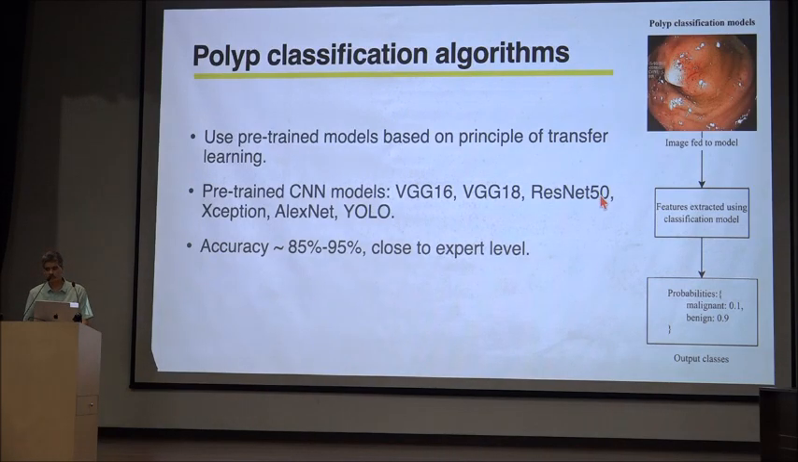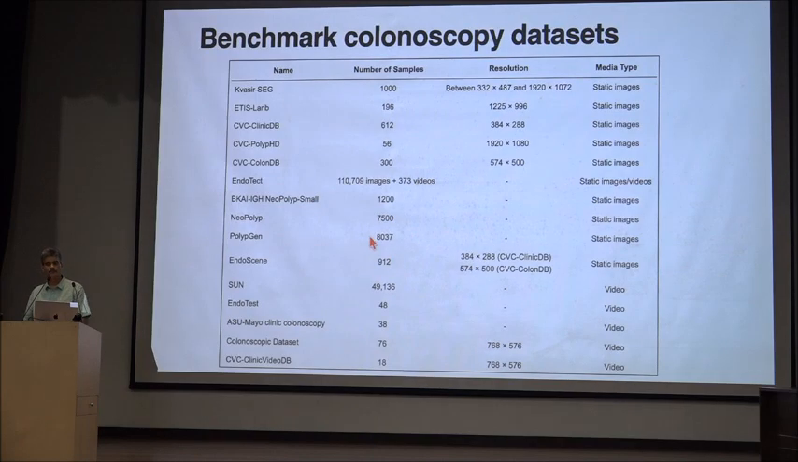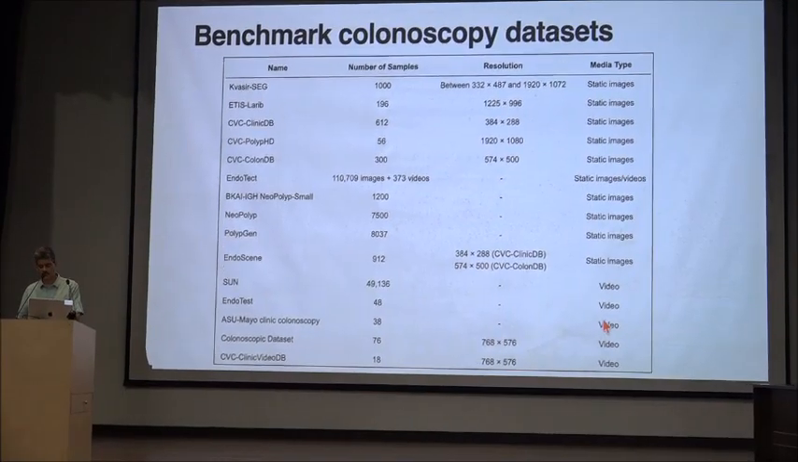ResNet50 is a classification algorithm, very commonly used. This is a recurrent neural network. Xception and AlexNet are not commonly used, and then YOLO. You'll hear more and more about YOLO because it can both detect as well as classify the abnormalities it has seen. The classification accuracy of the current platforms is 85 to 95%, very close to the expert level. These are just examples of the recent benchmark colonoscopy data sets on which the commercial platforms have been trained, and these have both static images and videos.